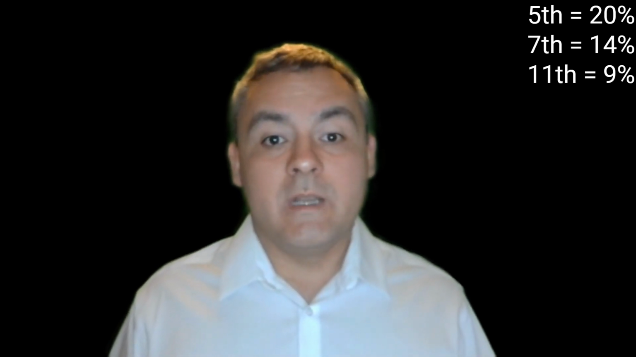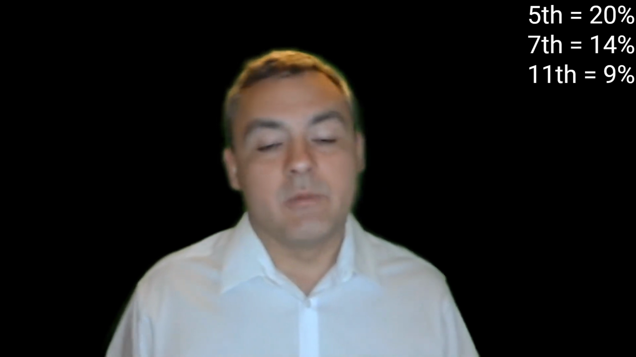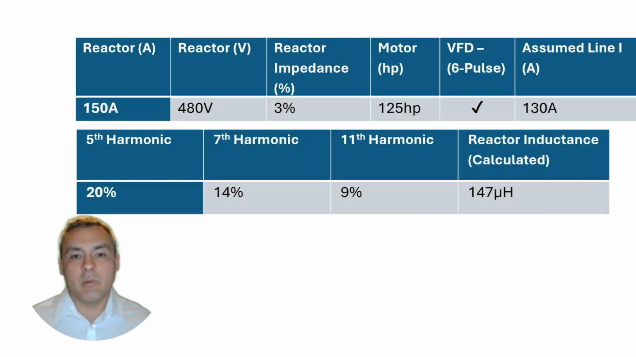In video 2, we saw how to derive harmonic content for a 6-pulse rectifier. There are a lot of other system interactions that can create additional harmonics. With that said, we calculated 20% on our 5th harmonic, 14% on our 7th harmonic, and 9% on our 11th harmonic. Let's just stay with those numbers. That's a lot to remember for the assumptions. So this chart will help us remember.